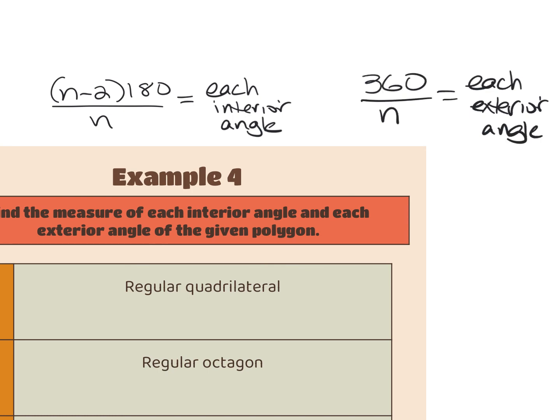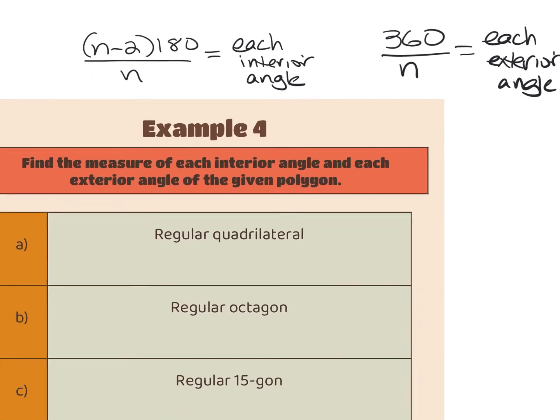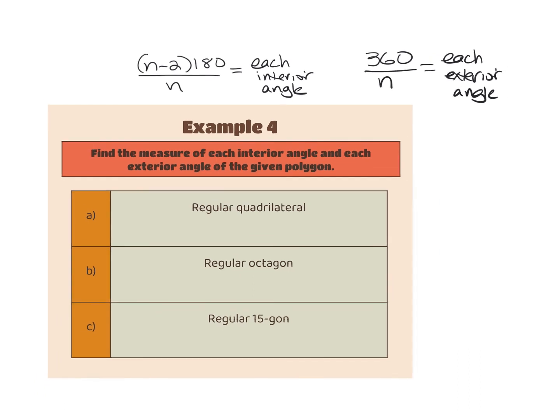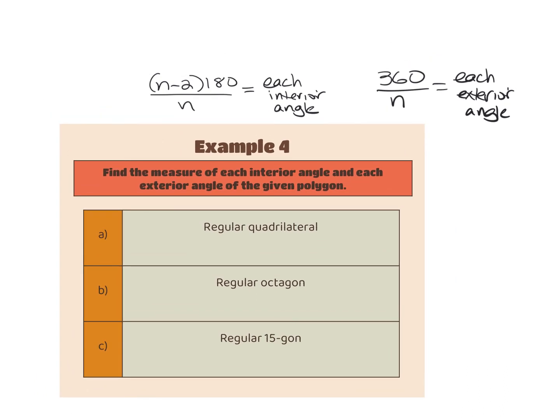So let's try it. So here, also remember that once you find both of these, if you were to add these two together, they're always going to be equal to 180 together. They're supplements. So let's go ahead and try the regular quadrilateral. So I know that my n value for a quadrilateral will be 4. So I'm going to be doing 4 minus 2 times 180 divided by 4.